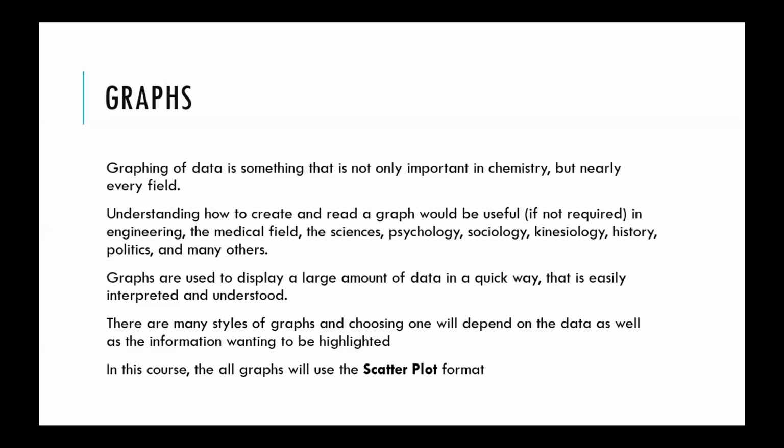There are a lot of different types of graphs, from bar graphs or histograms, line graphs, pie charts. But in this course, we will be using what's referred to as a scatter plot. This is where both the X horizontal axis and the Y vertical axis vary with each other. So it's not a set 1, 2, 3, 4, 5 going across the bottom. It's whatever the data points happen to be.